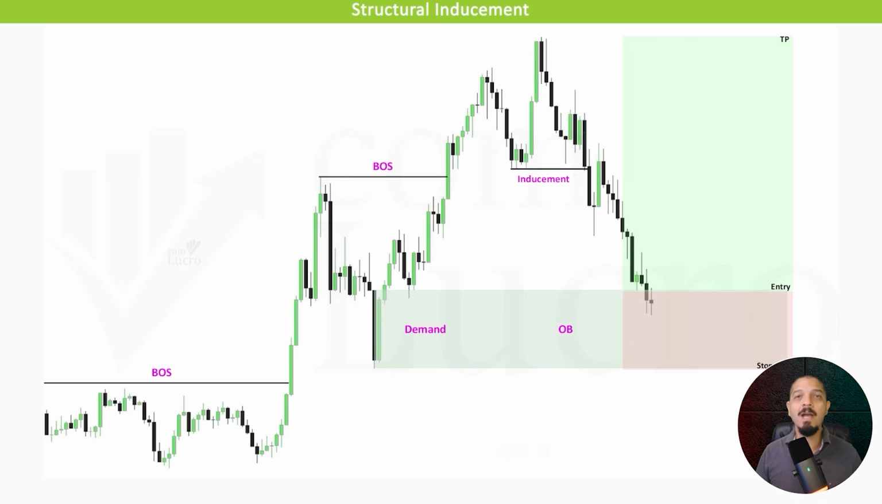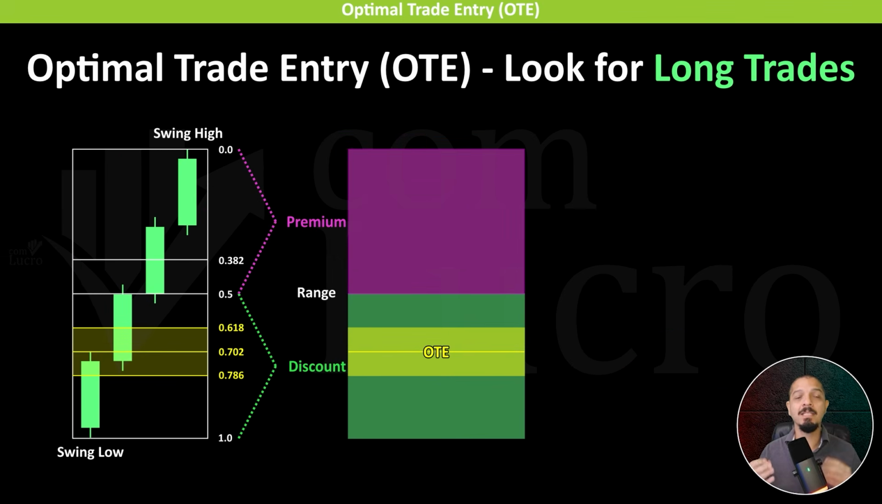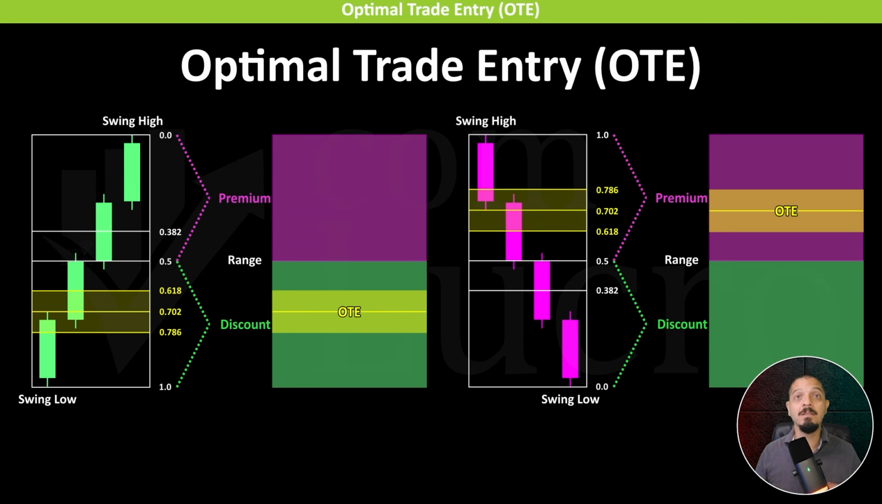Let us take a quick look at how this concept works in practice. OTE stands for optimal trade entry. It refers to a specific Fibonacci retracement zone that aligns with discount for long trade entries and with premium for short trade entries. The idea behind OTE is to refine entry timing by focusing on areas where price is considered optimally priced within a range. This specific Fibonacci retracement zone runs from the 0.618 level to the 0.786 level. The midpoint of this zone, which is the 0.702 level, is also highlighted.